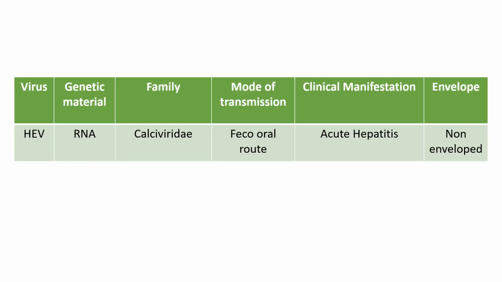Now let us revise. The virus is HEV, hepatitis E virus. RNA is the genetic material, single-stranded RNA. It belongs to family Calciviridae. Mode of transmission is fecal-oral route. The clinical manifestation is acute hepatitis, and in 1 to 2% of cases we have fulminant hepatitis. But in pregnant women, the risk of fulminant hepatitis is higher, that is 20%, and it is a non-enveloped virus. So this is the recap.